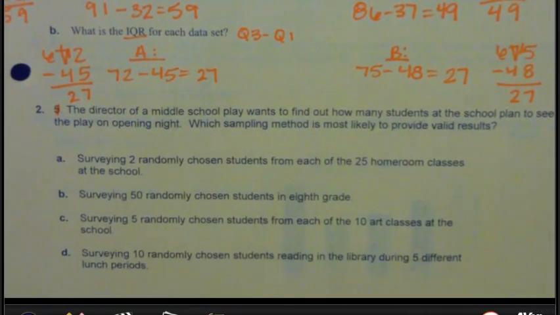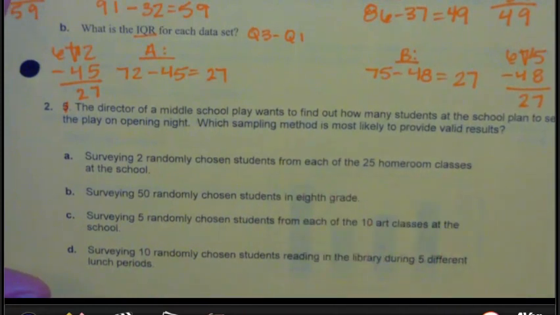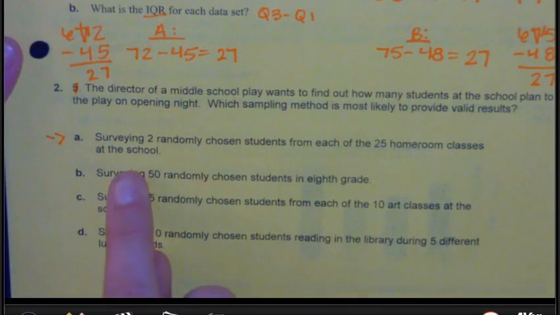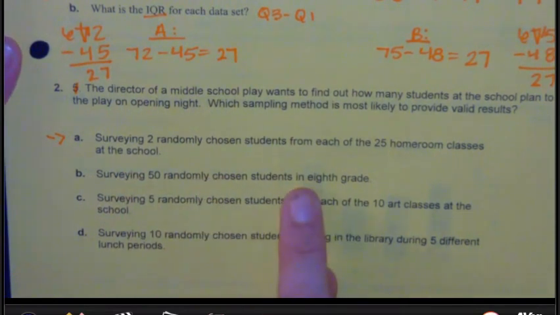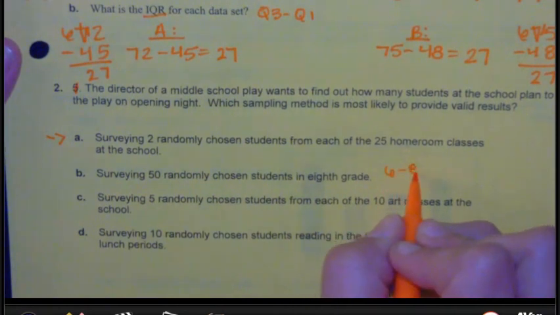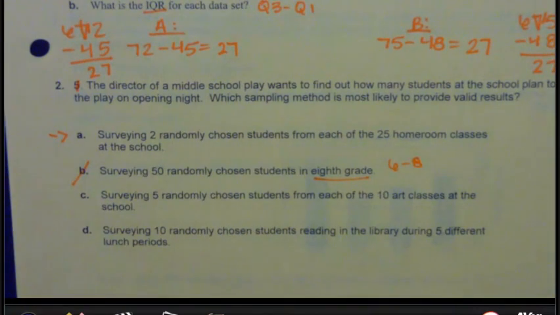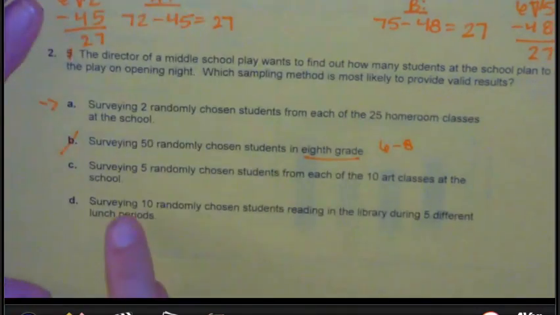All right, let's look at letter A. Surveying 2 randomly chosen students from each of the 25 home classrooms at the school. Okay, that seems to be random, but let's make sure. Surveying 50 randomly chosen students in 8th grade. Well, if I'm thinking about middle school, it's 6 through 8. So if I'm only doing 8th grade, that's not random because I'm not including 6 or 7.